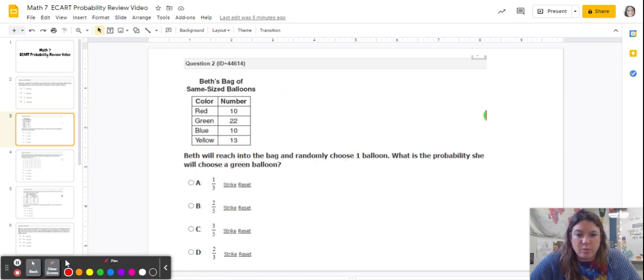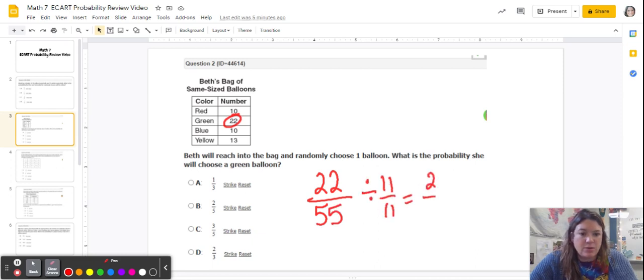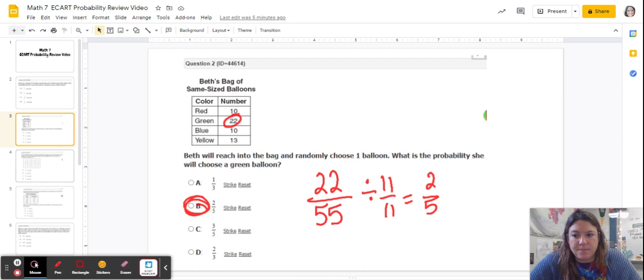Beth will reach into the bag and randomly choose one balloon. What's the probability she will choose a green? So green, there's 22 greens out of how many total balloons? So 10, 20, 30, 40, 55. And I can divide this by 11 to get 2/5. Correct answer for number 2B. So check your answers and compare them with mine. But that's the fraction that you get when you add up all the total balloons, right?